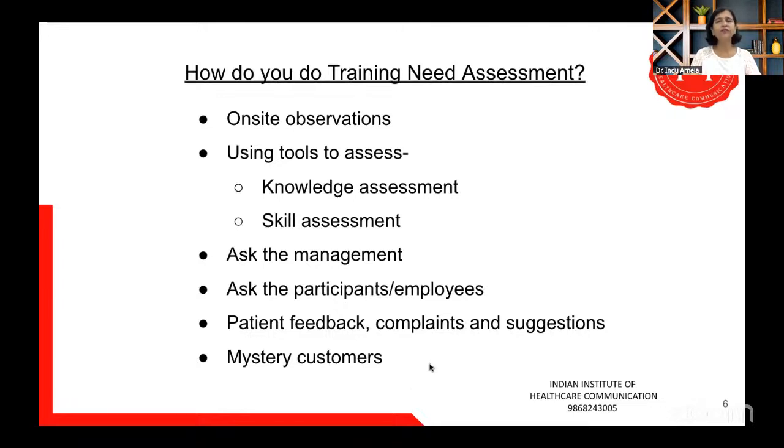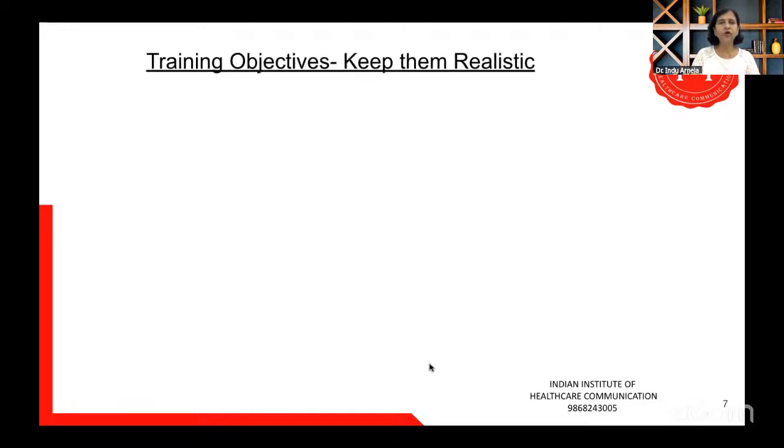So once you have done the training need assessment, based on that, you need to set your training objectives. What objectives do you wish? But make sure that you keep the objectives very realistic.